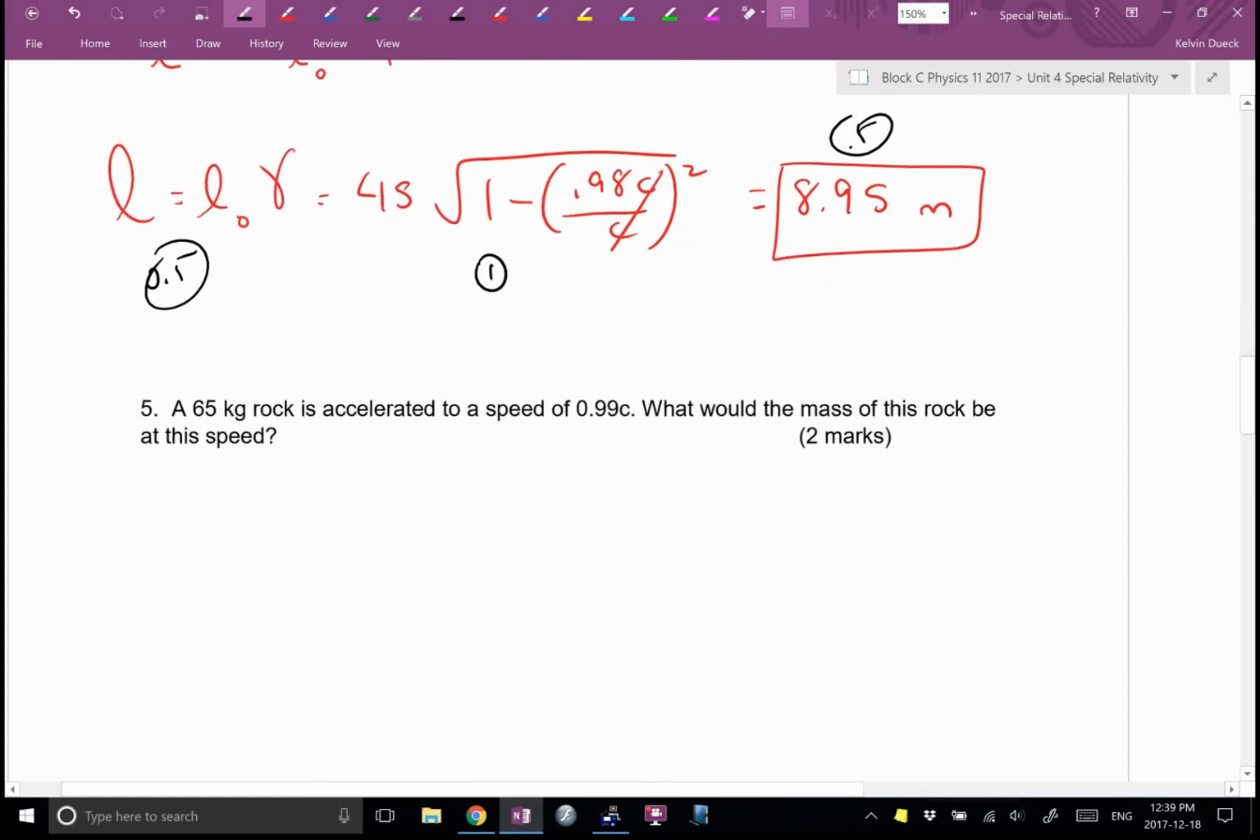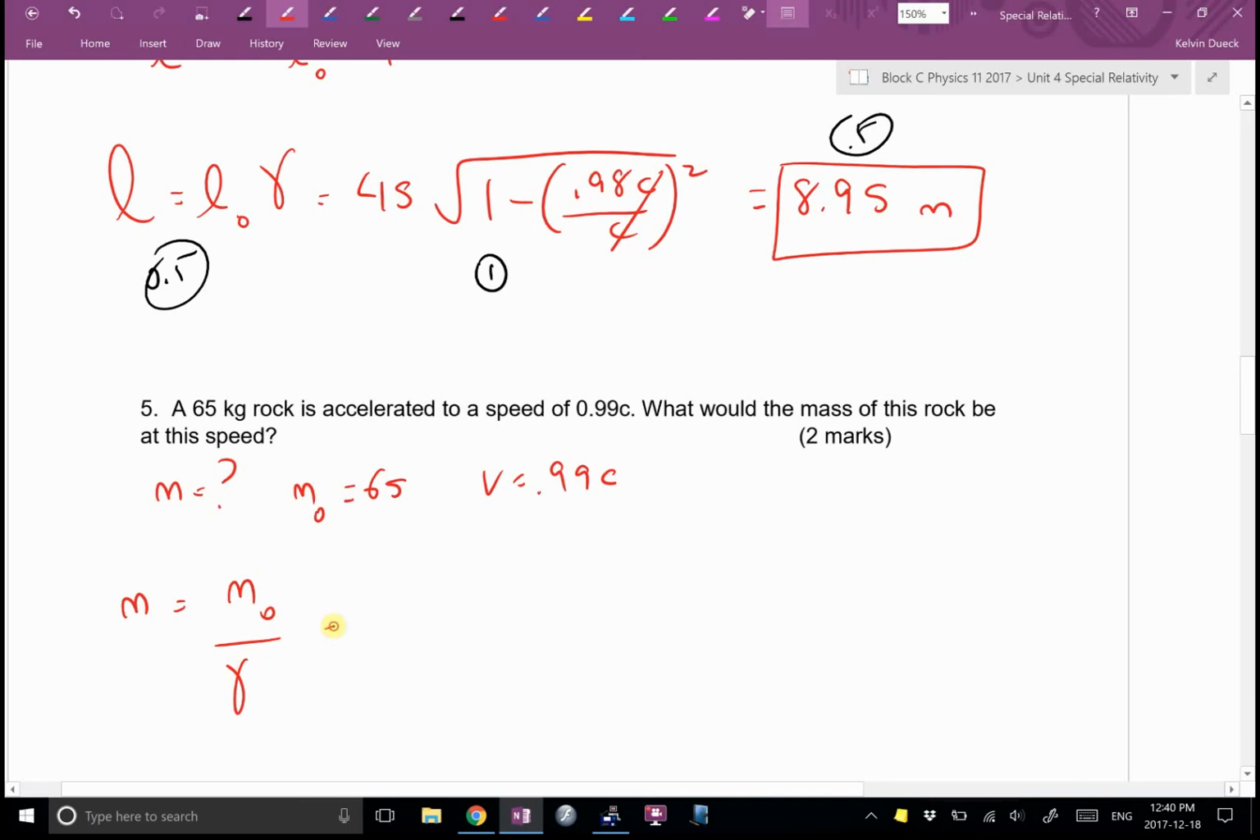So Emma, now we're answering your question about mass. It says, what would the mass of this rock be at this speed? So they're asking me to find the relativistic mass. m0 is the original mass at rest. The speed is 0.99 c. This time, is it m0 divided by the gamma factor in mass?